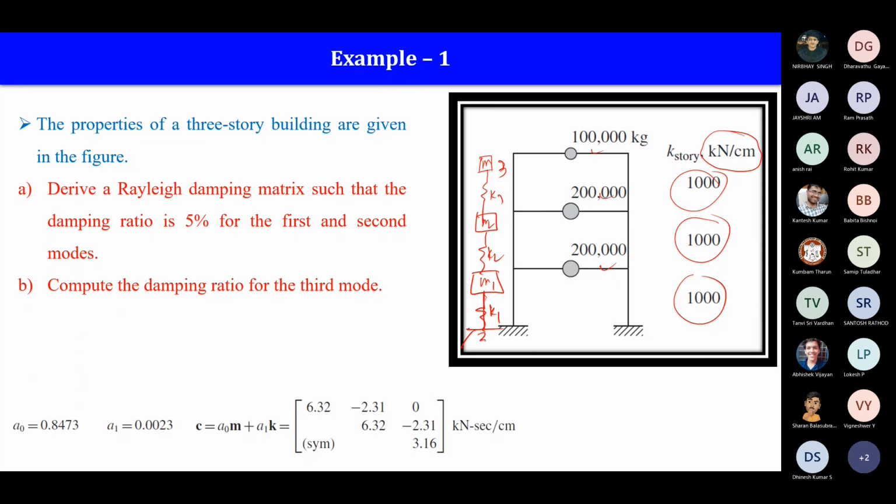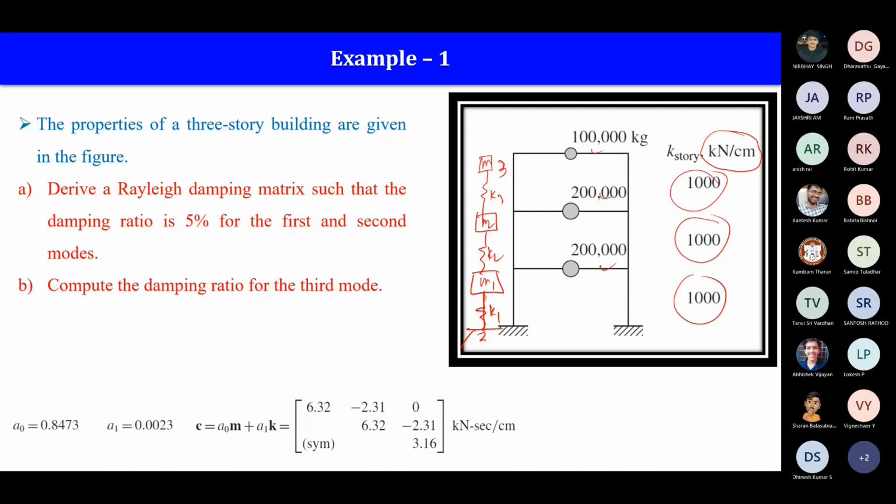So are all able to get A0 and A1? Because once you get A0 and A1, it's very simple, right? Then you can find C equal to A0 M plus A1 K. M and K you have already obtained, because in order to find the natural frequencies you need M and K. So just check whether you are getting A0 and A1 correctly or not. Once you have A0 and A1, you can construct the damping matrix C like this.